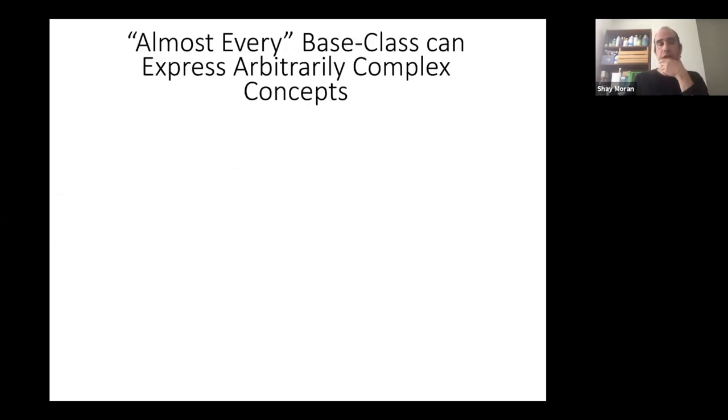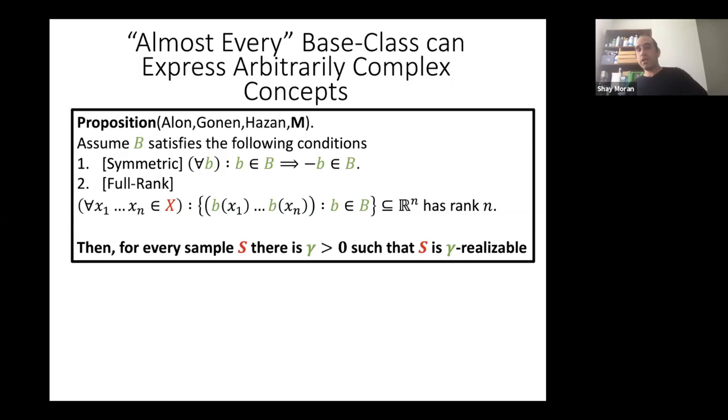And the first result in this context is that almost every base class, soon we'll see what is almost every, can express arbitrarily complex concepts. So let us assume that the base class B satisfies the following conditions. First of all, it is symmetric. It is closed under complementation: if h is in the class, then also minus h, the negation of h, is also in the class.